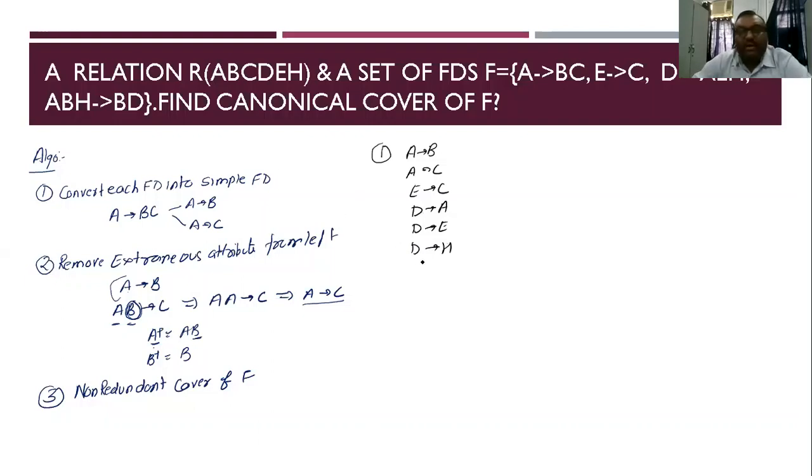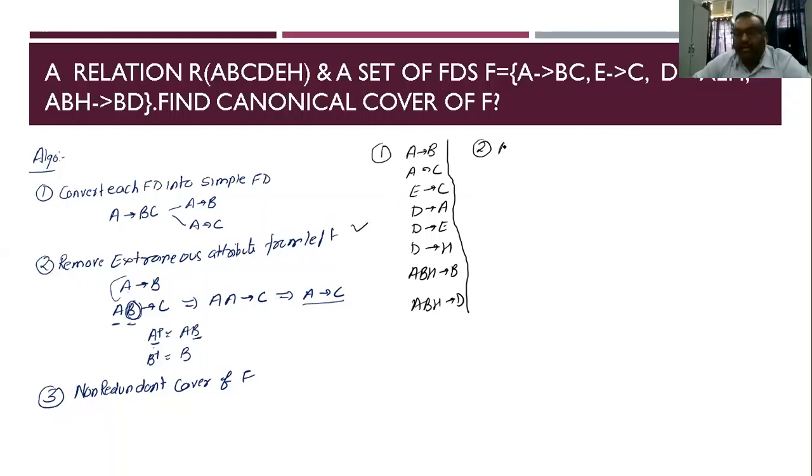Similarly for ABH: ABH determines B and ABH determines D. I hope up to this there is no problem for anybody. What happened in the first step? In the first step we just converted each FD into simple FD. The second part of the algorithm says remove extraneous attribute from the left.